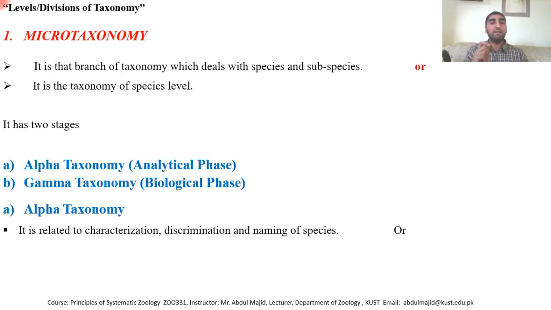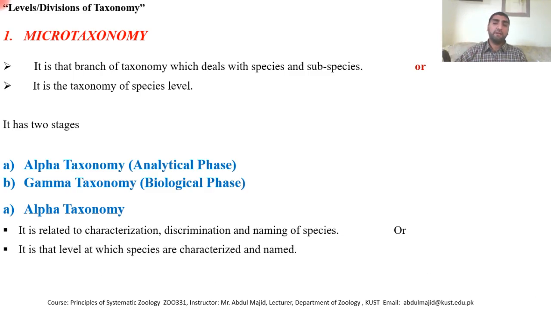This level at which you characterize a species, discriminate it, and then name it is known as alpha phase or analytical phase or alpha taxonomy. You can define it as that level at which species are characterized and named. It can be regarded as taxonomy proper. What is taxonomy? Taxonomy is the characterization and naming of organisms, or classifying of organisms into groups and subgroups.